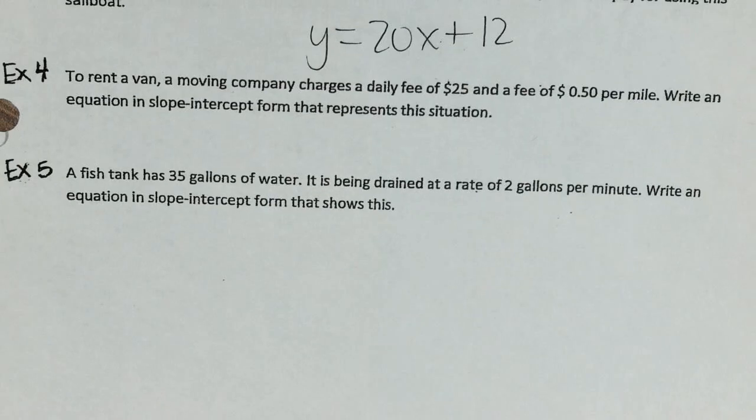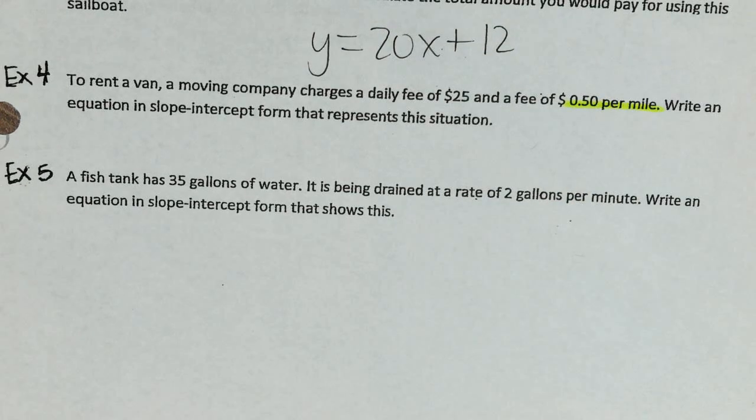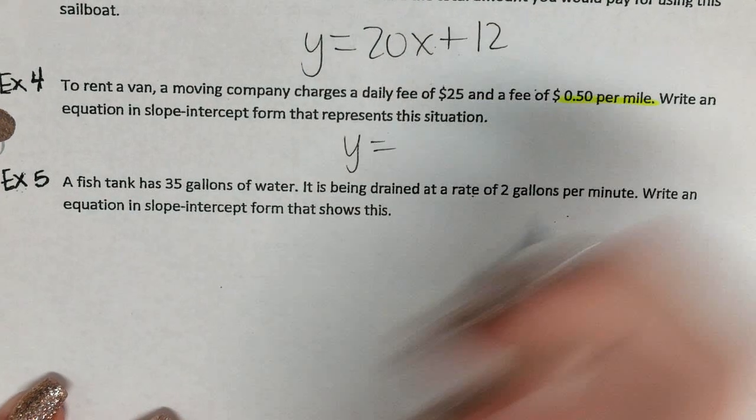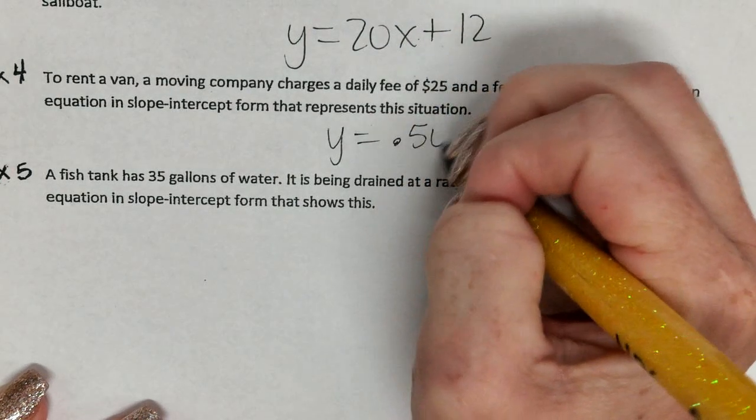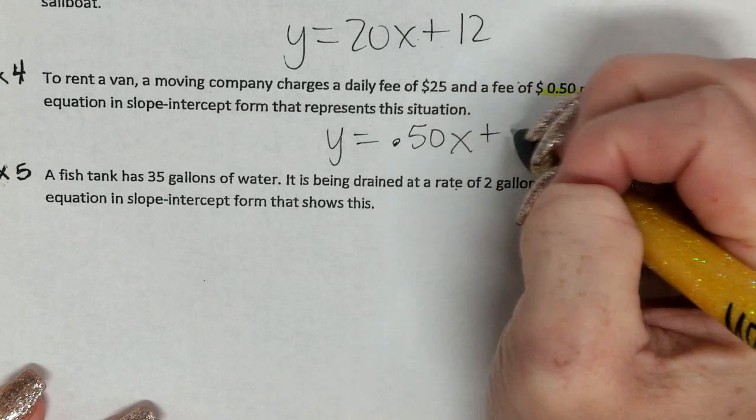All right, the next one. To rent a van, a moving company charges a daily fee of $25 and a fee of 50 cents per mile. How would I write this? Y equals 0.50x plus 25.